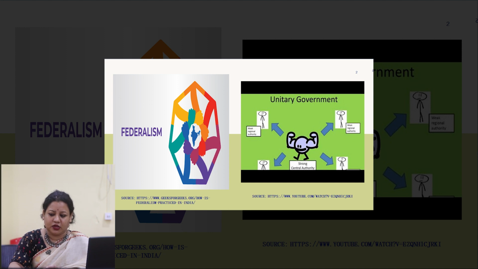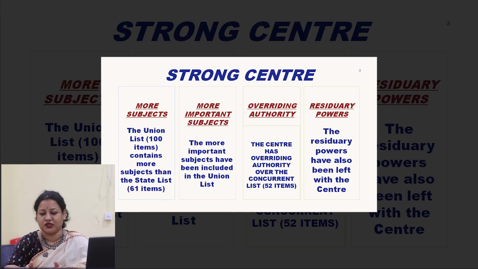So now, why do we call Indian federalism a strong central federalism? Okay, there are various reasons. As I have already told you, we have federal features and at the same time we have unitary features. But the Indian Constitution has given some provisions which make the Indian central government stronger. Okay, today in this class we are going to discuss all those features or all those provisions.